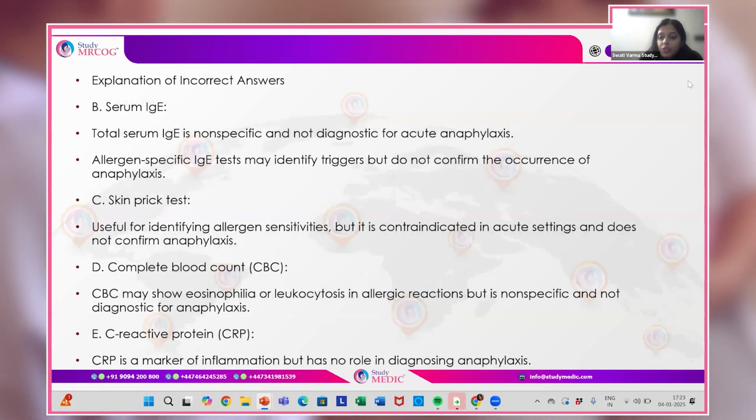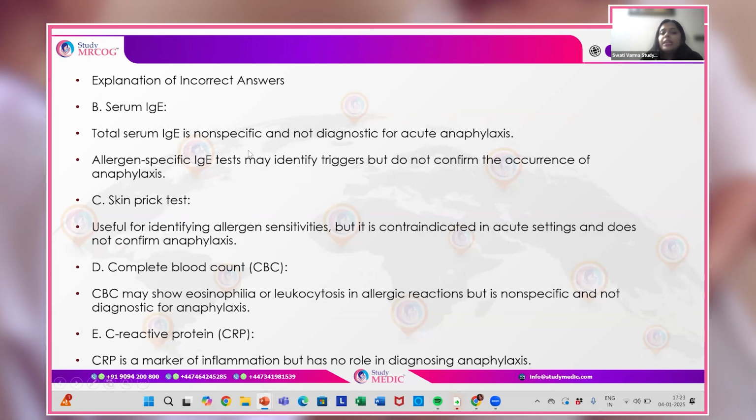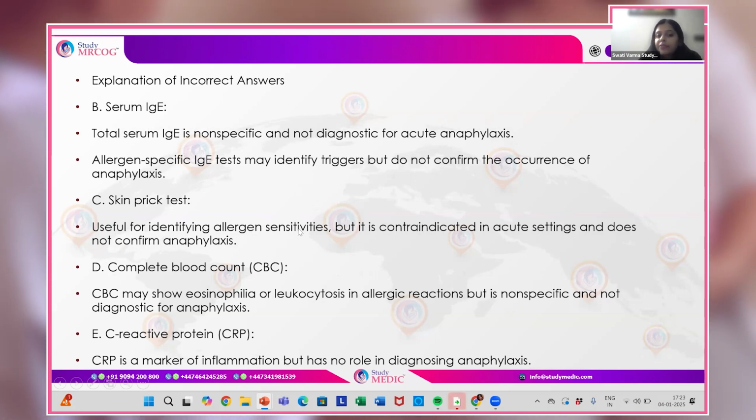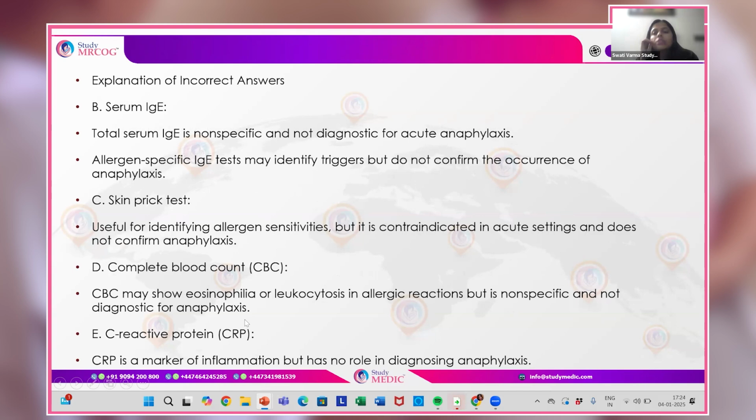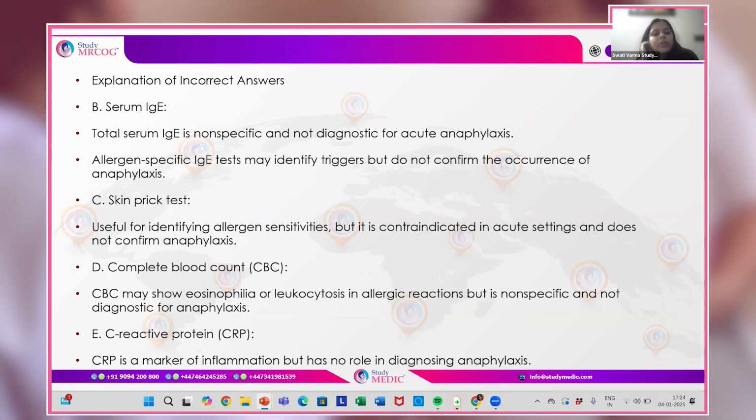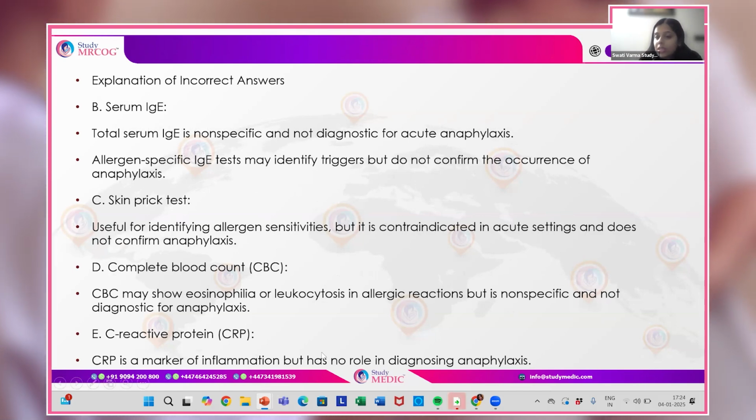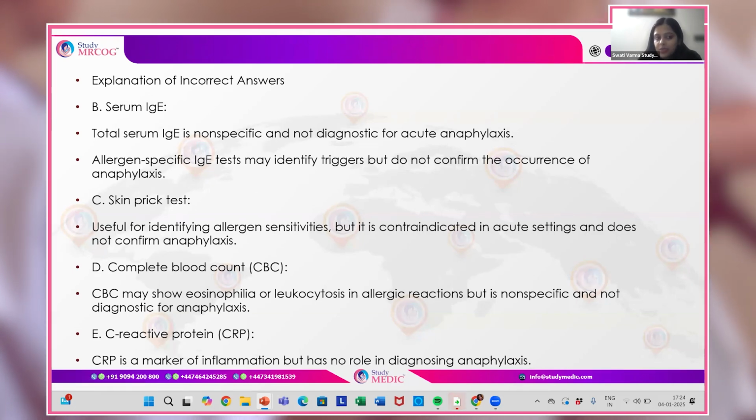Let's have a look at other options. Serum IgE as such is non-specific and is not diagnostic of acute anaphylaxis. Skin prick is useful for identifying allergen sensitivities, but it is contraindicated in acute settings and doesn't confirm anaphylaxis as such. CBC, CRP, they will show something or the other suggestive of allergic reaction, but obviously they are not diagnostic for anaphylaxis again. They can't be used as a diagnostic test, right?